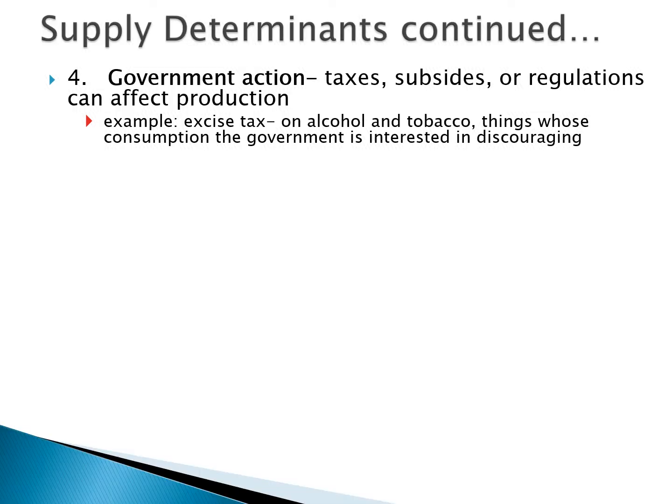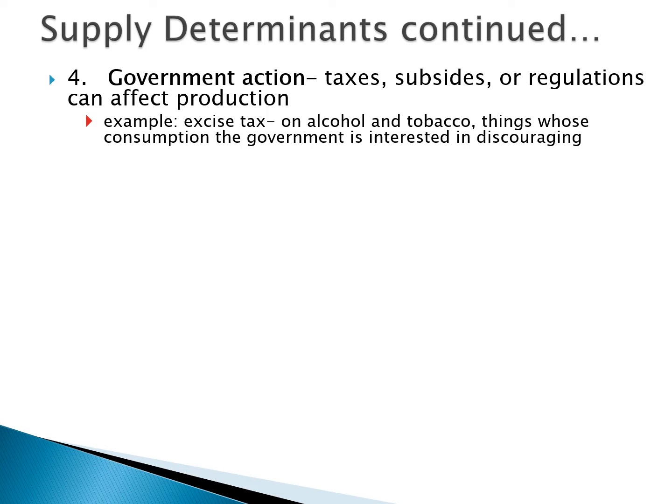The next one's the government action. The government can make it harder or easier for a company to make their product. For example, if they want to make it hard, if they don't like a product that a company sells, like tobacco or alcohol, they'll put a special tax on it. That's called an excise tax. We'll talk more about those in a future unit. But that's an additional tax that the government puts on it because they don't want as much of it sold.